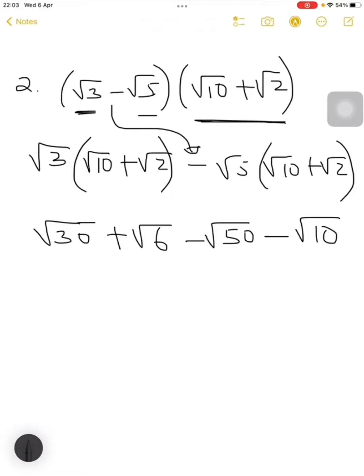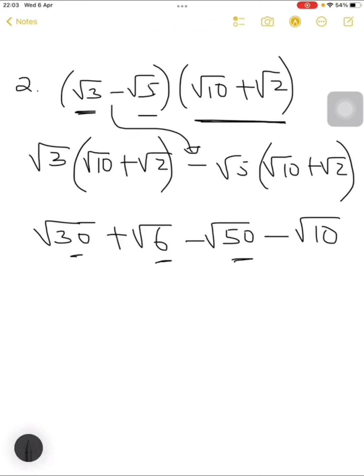So, are there any numbers that when they are multiplied, maybe one of them is a perfect square, so that at least we simplify that? No. The same case to 6, no. But for 50, yes. We can find 25 multiplied by 2, which is 50, and we have a square root of 25.